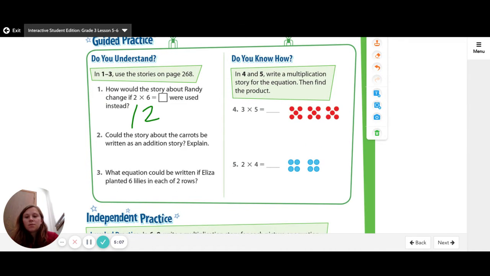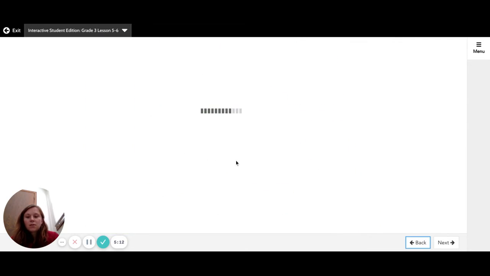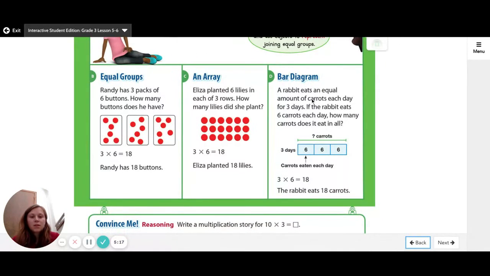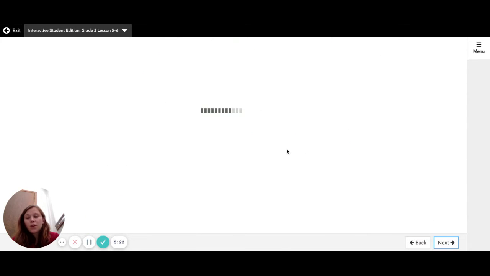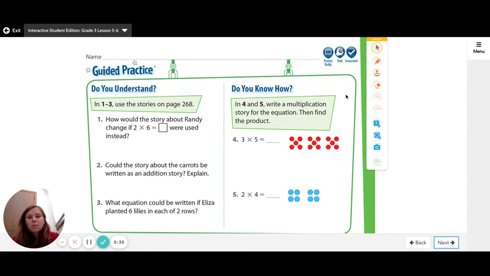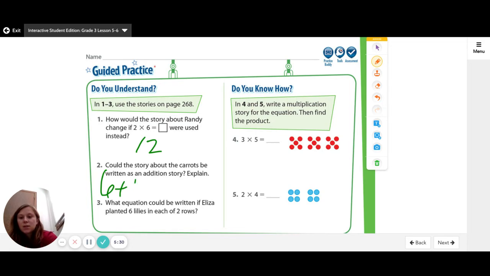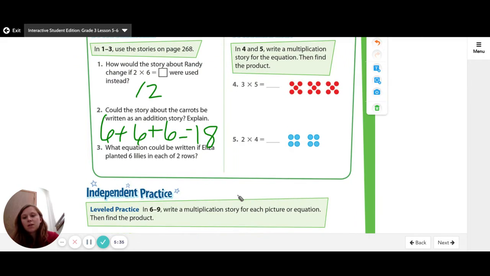Could the story about the carrots be written as an addition story? So I'm going to go back and look at the story about the carrots. A rabbit eats an equal amount of carrots each day for 3 days if the rabbit eats 6 carrots each day. So I know I could write this as an addition problem because we could think about 6 plus 6 plus 6 would give us 18 as well. What equation could be written if Eliza planted 6 lilies in each of 2 rows? We do 6 times 2 to get 12 lilies.